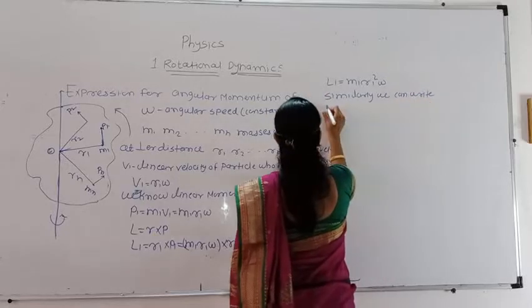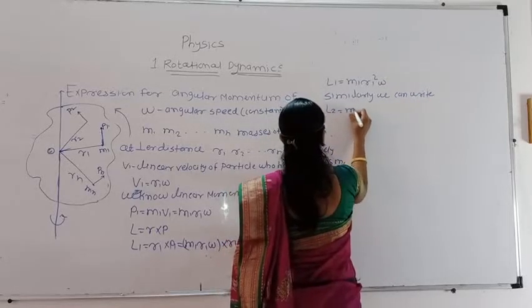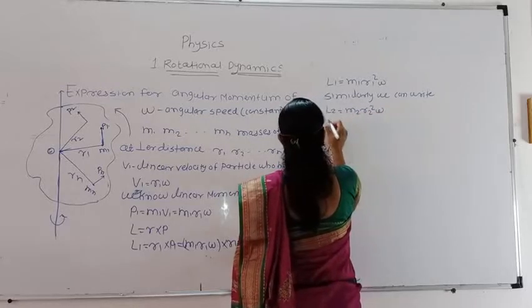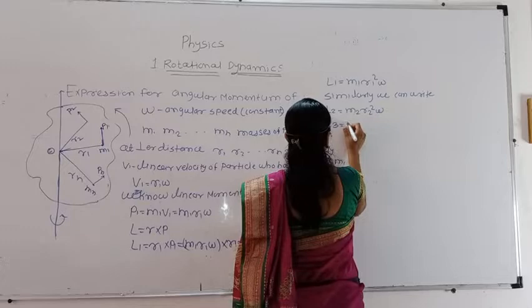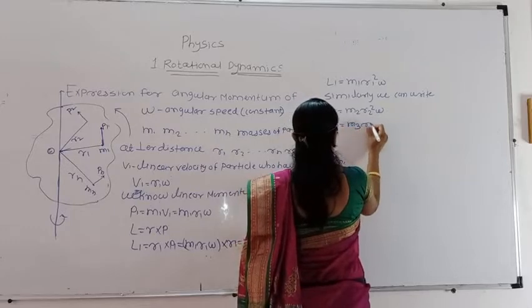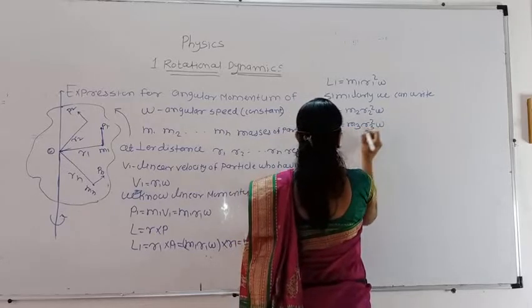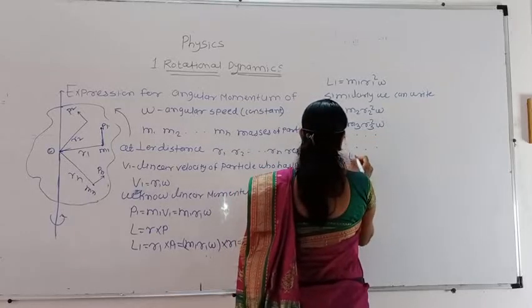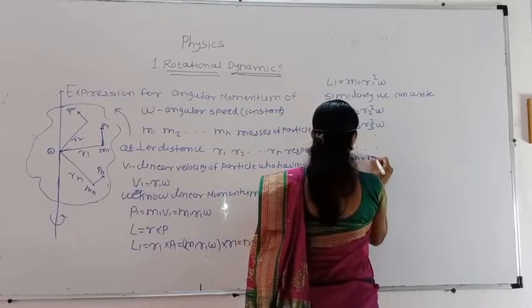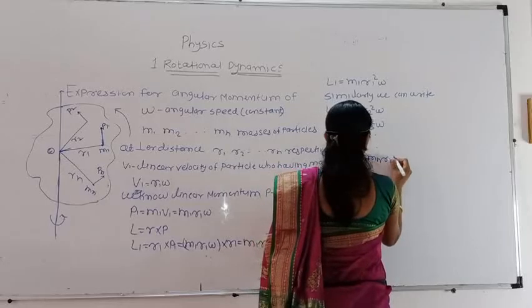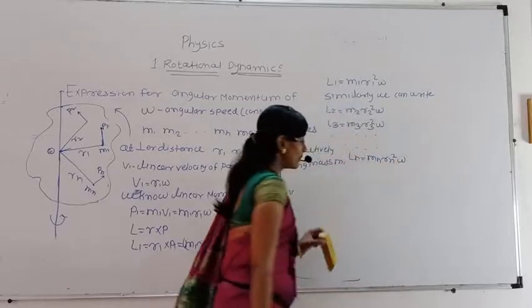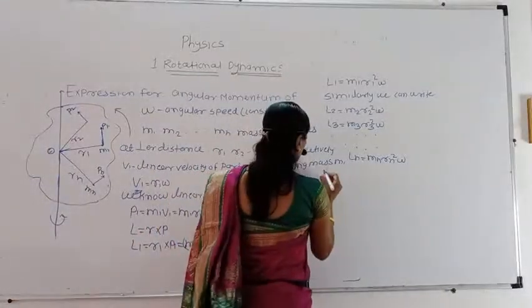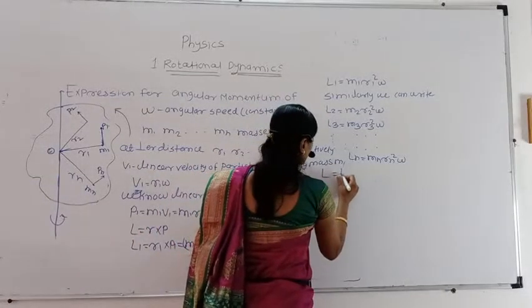for L2, L2 is equal to m2 r2 square omega, L3 is equal to m3 r3 square into omega. Last, we can write for the nth particle, Ln is equal to mn rn square into omega. Omega is constant here. Okay, we want to find out the total angular momentum.